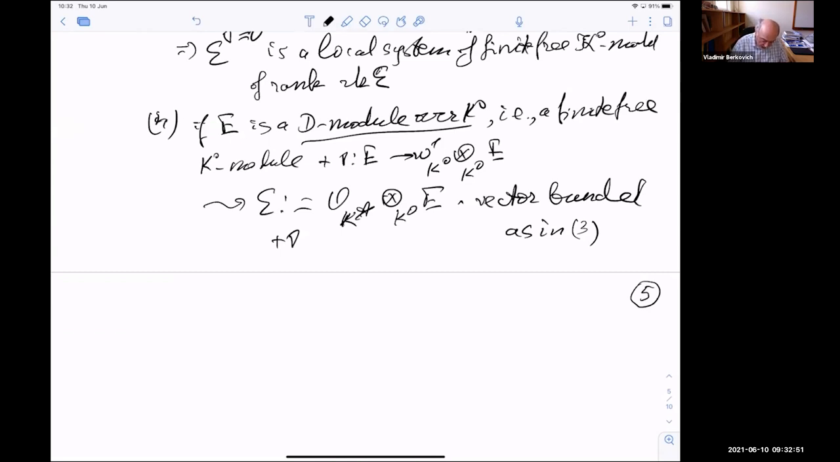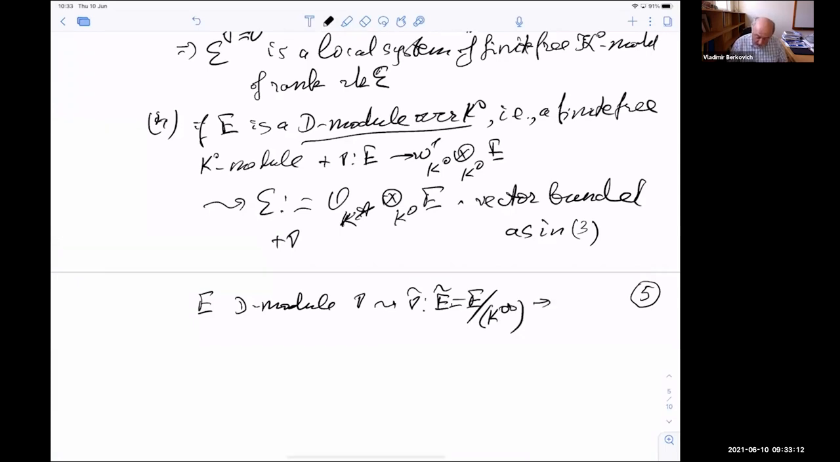Now, if you have such a D module, then one can associate with it a residue of the connection. Let me recall the definition. If you have such a D module, then our connection gives rise to a connection on E factorized by the submodule generated by the maximal ideal. There is a canonical generator. The quotient can be considered as a log point, and it has a canonical generator of the sheaf of one-forms.